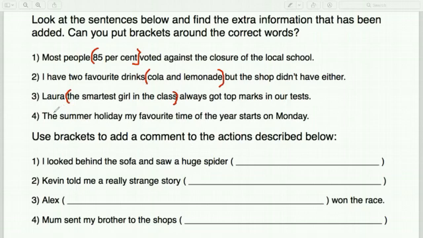Okay, let's go to number 4. The summer holiday, my favorite time of the year, starts on Monday. So have a look. Where is the extra information? Where would you put the brackets? Have a think.